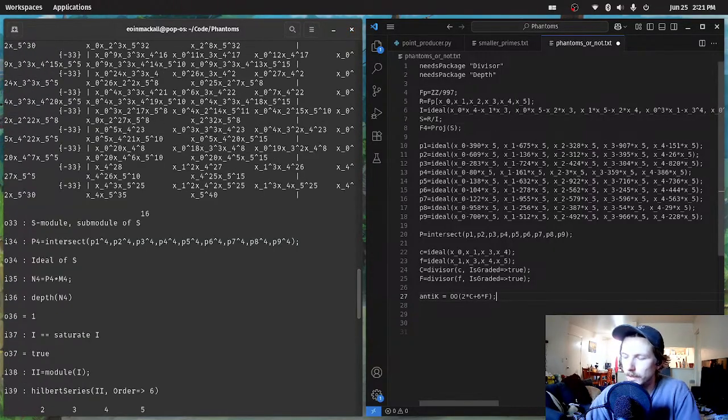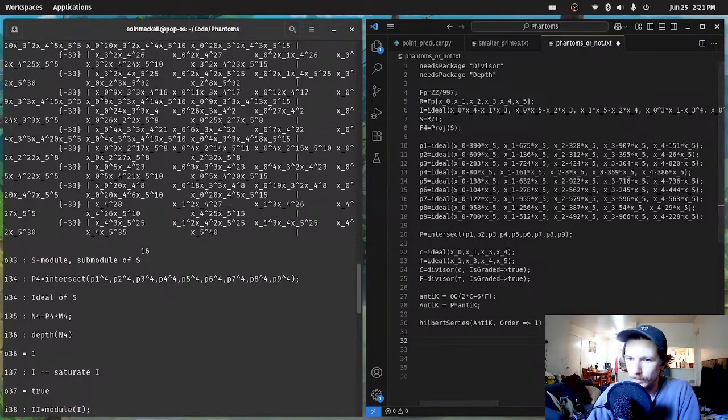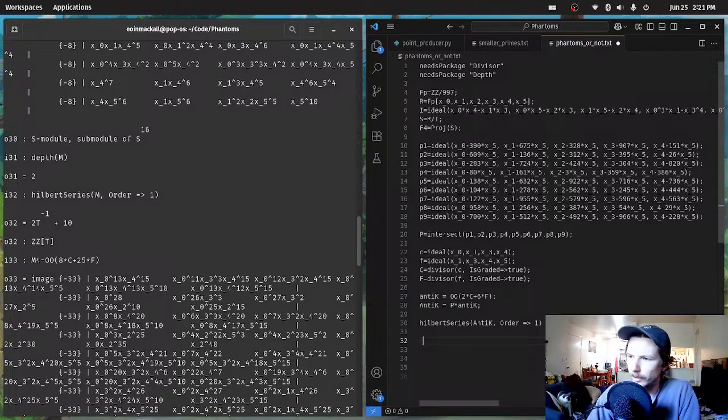Right, so what we need to do is check. So we'll do capital anti. Okay, it's going to be P times anti-K. And we want to check the Hilbert series of anti-K to order just 1, just to verify the global sections. And then also to calculate minus G, so vanishing sections for minus G.